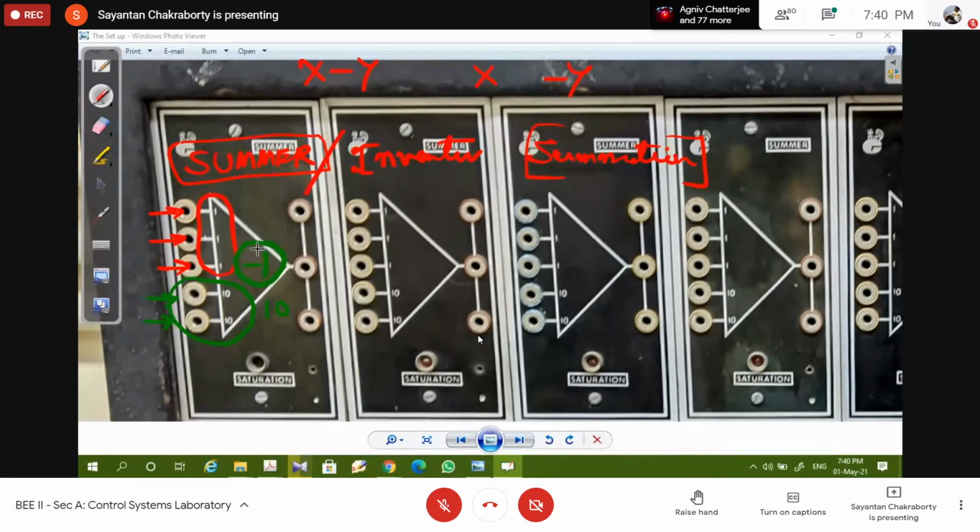If you put only A, the output will be minus A. So it is basically an inverter or a summer with an inverting gain. So this is how you can use a summer as a summer or inverter.